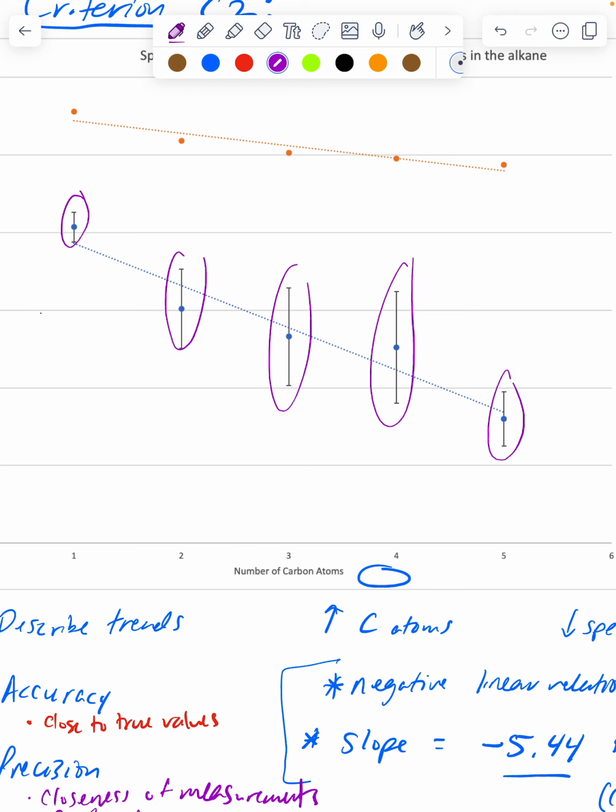And so we could talk about how in our data, the one for methane, the one carbon alkane that's right here, has the smallest error bars. So this is our most certain, most precise value. The multiple trials that we did burning methane, the values that we got for specific energy were within quite a narrow range. So that means that we're more confident about the value of the specific energy of methane than we are for the other fuels.